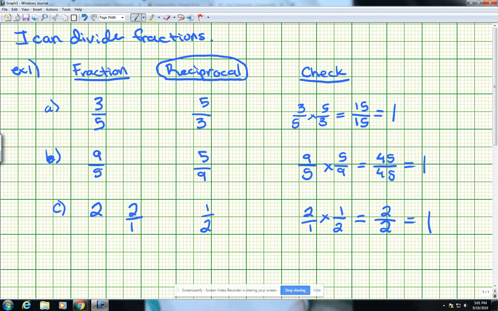Okay, for number 1, you should have gotten 4/3. For number 2, it's 1/5. For number 3, it's 2/7. And for number 4, it's 9/4.